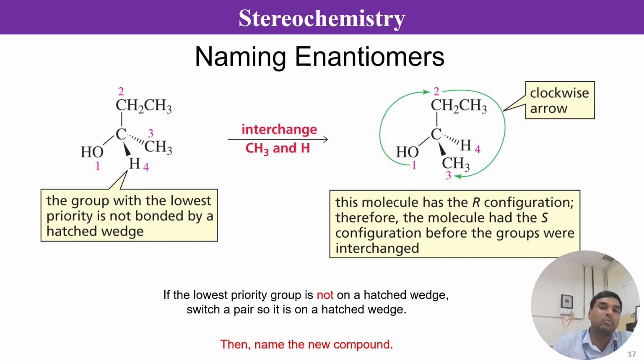Okay, sometimes we have seen this molecule, 2-butanol, where hydrogen is above the plane. Now if I go 1, 2, 3 clockwise, but the lowest priority group is above the plane, so the rule will be different. So with a clockwise direction, it will still be the S isomer.